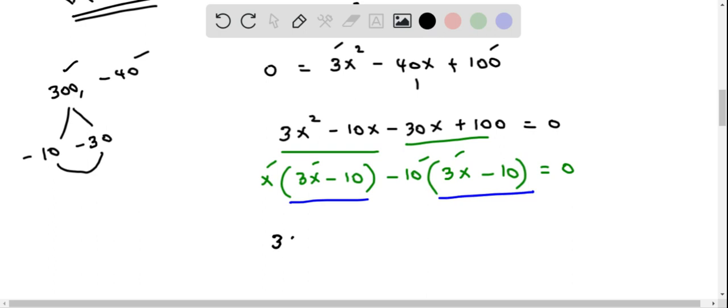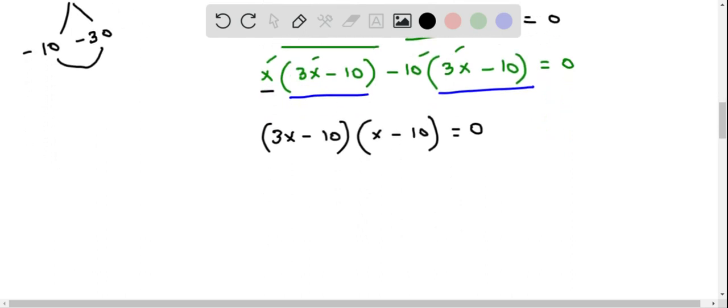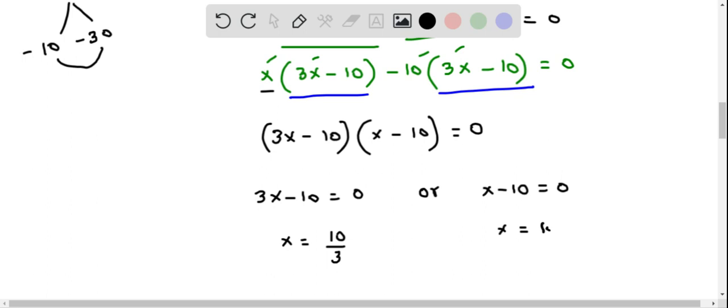Now we see that we can factor 3x minus 10 from both terms. So we factor 3x minus 10, and we are left with x in the first term and minus 10 in the second term. So this equals 0. We have written this quadratic equation into product terms: 3x minus 10 times x minus 10 equals 0. Now using the zero product property, 3x minus 10 equals 0, or x minus 10 equals 0. This gives x equals 10 by 3, and here this gives x equals 10.